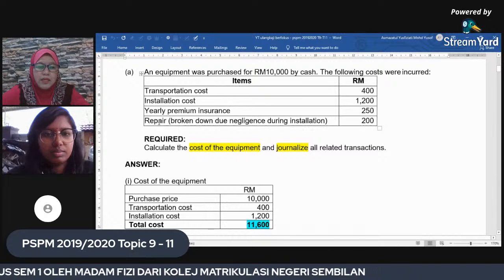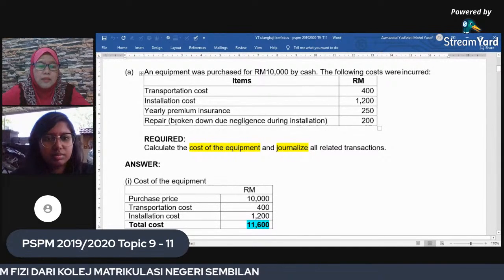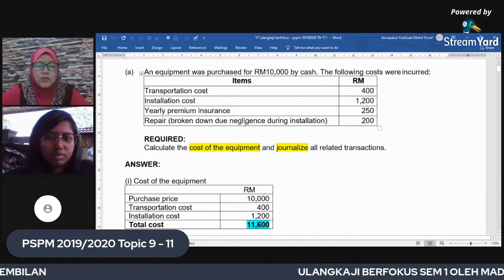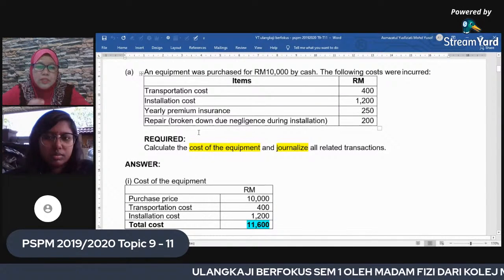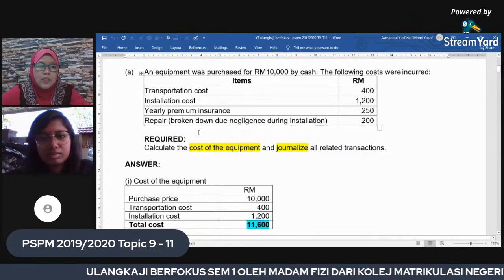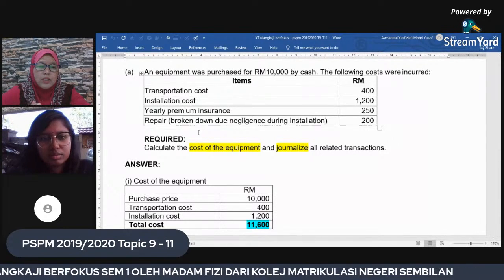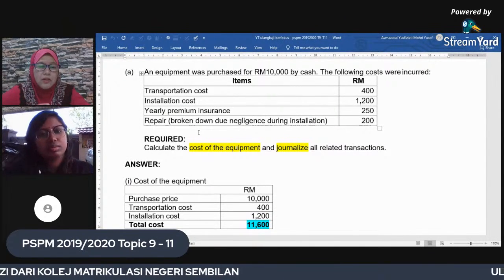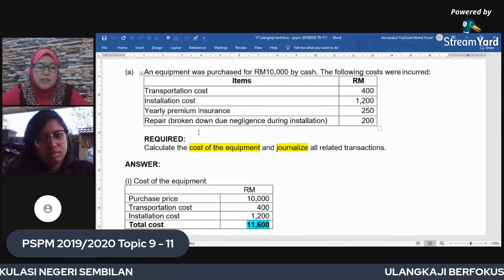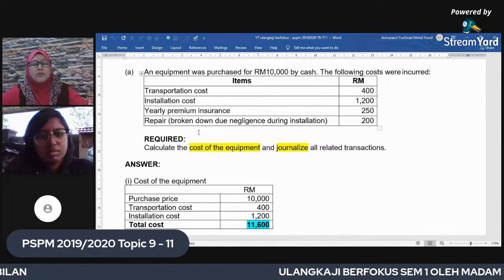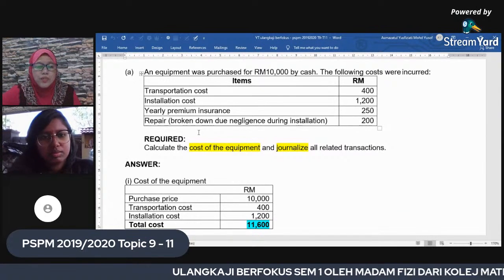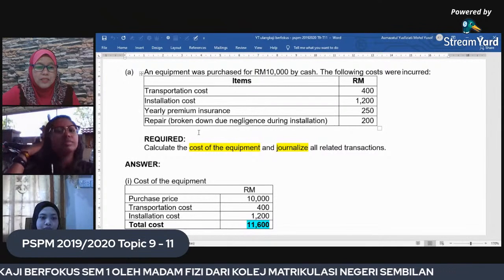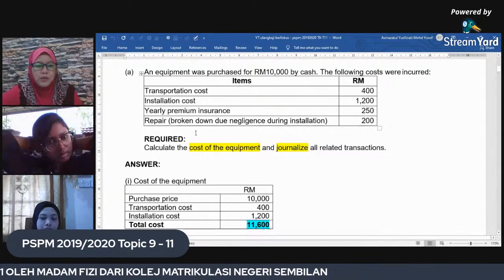Okay, one more, repair. Repair that is broken down due to negligence during installation. So during the installation, dia ada kena buat beberapa pembaikan, that is repair, and that repair cost or expenses is borne by the supplier. So that's why we didn't include it in our cost of equipment. But how about our expenses? Okay, nanti kita akan tengok.